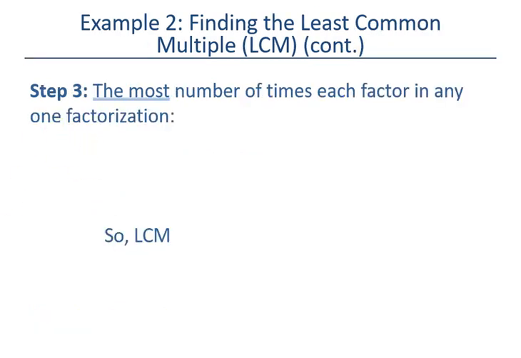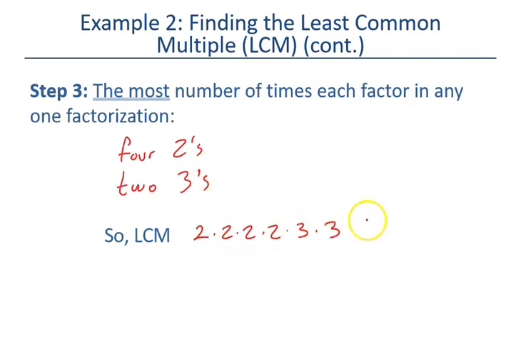So let's remember that. Coming over here, notice I have four 2's, and then I have two 3's. So putting that all together, I can get 2 times 2 times 2 times 2, there's my 2's, and then I'll do my 3's, 3 times 3. When I do all of that and put it all together, I get 144. So with these numbers, 12, 18, and 48, my least common multiple is going to be 144.